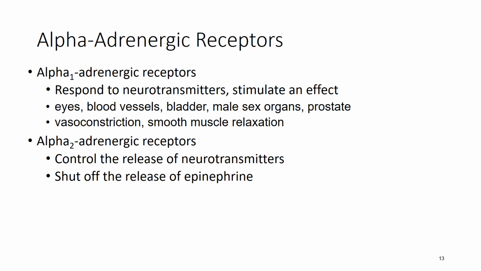The alpha adrenergic receptors, alpha 1 adrenergic receptors, respond to neurotransmitters and stimulate an effect. And these are in the eyes, the blood vessels, the bladder, the male sex organs, and the prostate gland. And they cause vasoconstriction and smooth muscle relaxation. The alpha 2 adrenergic receptors are located in the terminal nerve endings, and they control the release of neurotransmitters and shut off the release of excessive epinephrine.